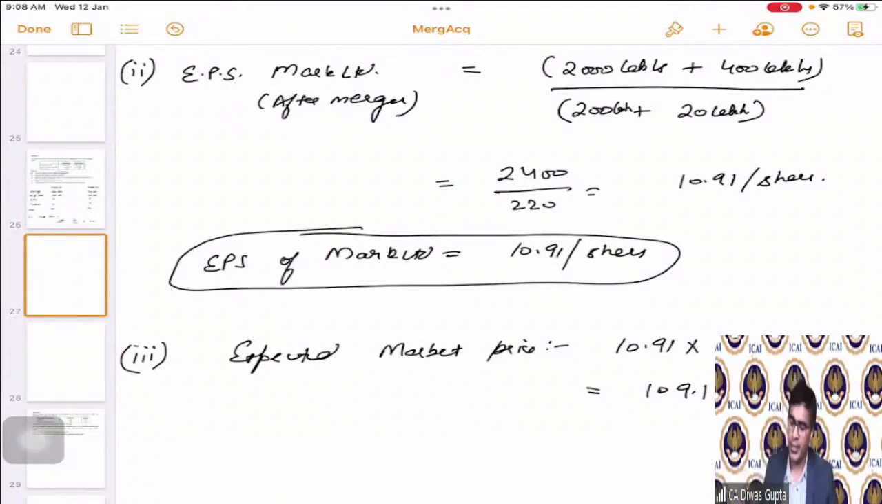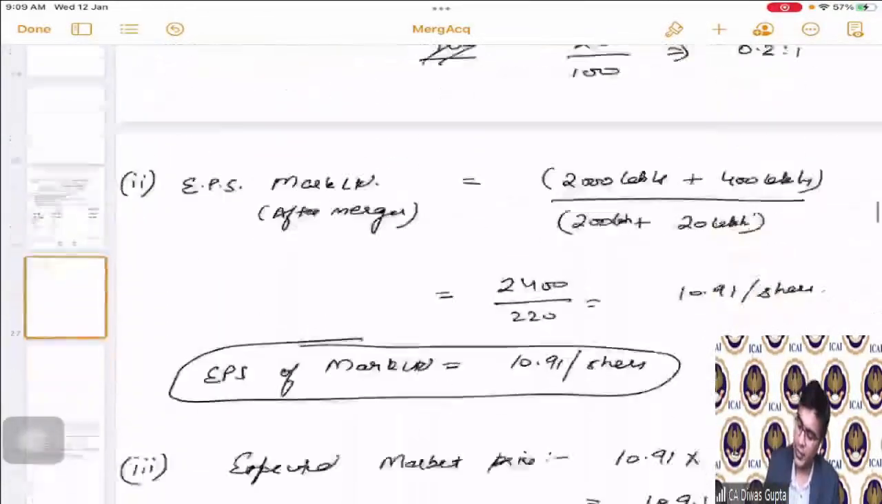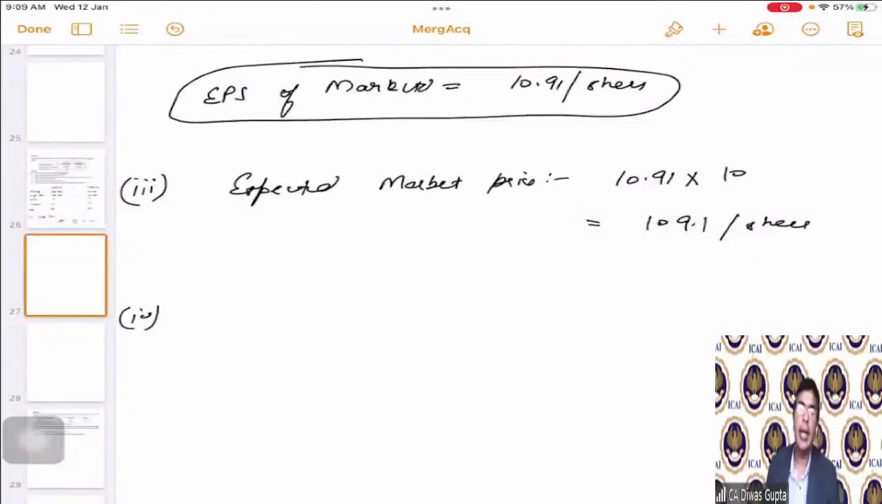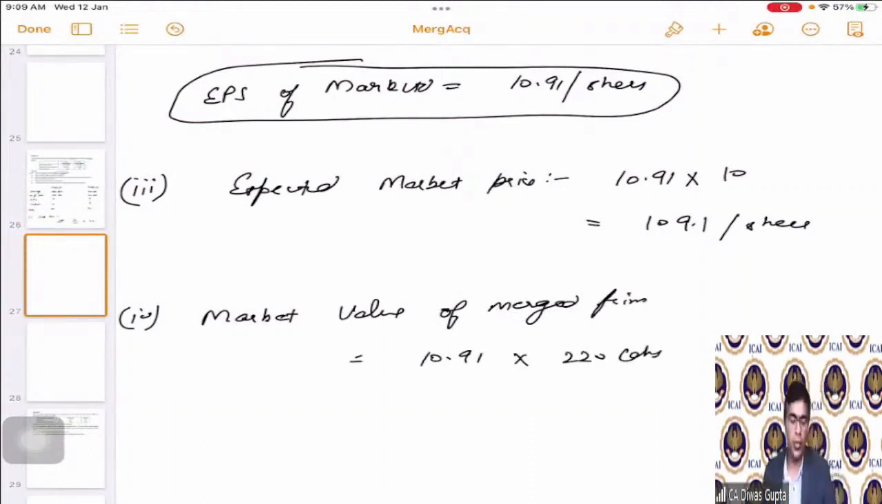Okay, now let's go to the next part. Determine the market value of the merged firm. The market value of the merged firm will be MPS multiplied by the total number of shares, correct? 109.1 multiplied by 220 lakhs. Correct? These are the total number of shares, 220. So that means the value comes out to be 24,002 lakhs.